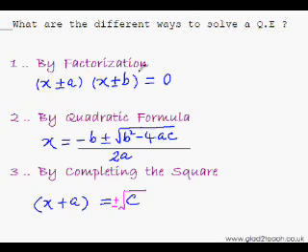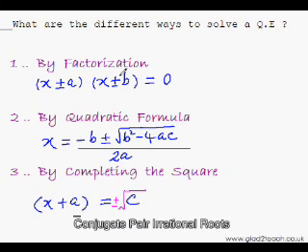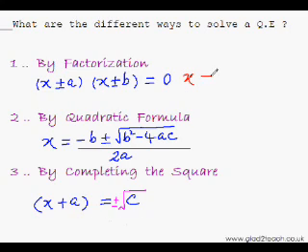Now the problem is that every method has its advantages and disadvantages. Like for example, factorization method is supposed to be the fastest method of solving a quadratic equation, but it is not able to solve all kinds of quadratic equation. This method will not work at all if the quadratic equation has conjugate pair irrational roots. Let's say the roots of the quadratic equation are like that: x equal to 2 plus minus 2 root 3. Then you can never solve that equation using this method, and you'll end up wasting a lot of time trying to solve that equation with this method.